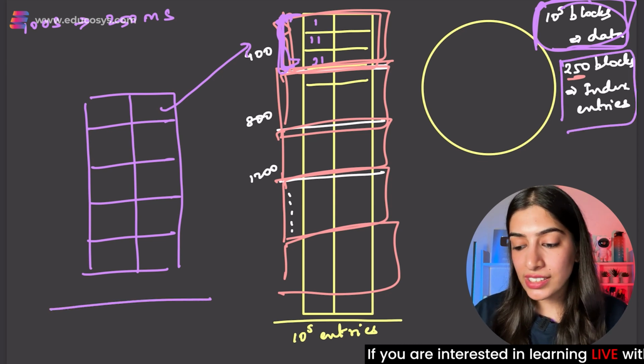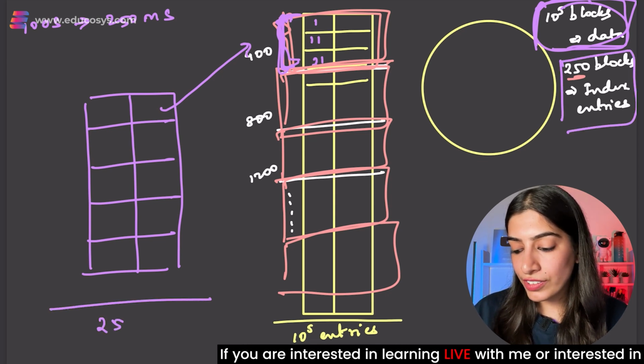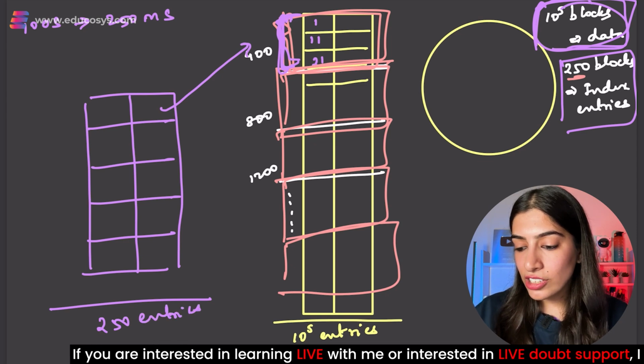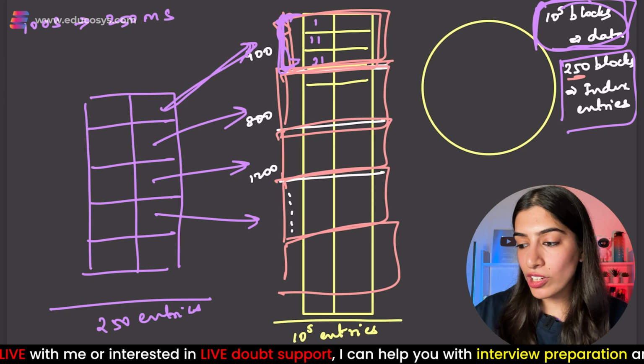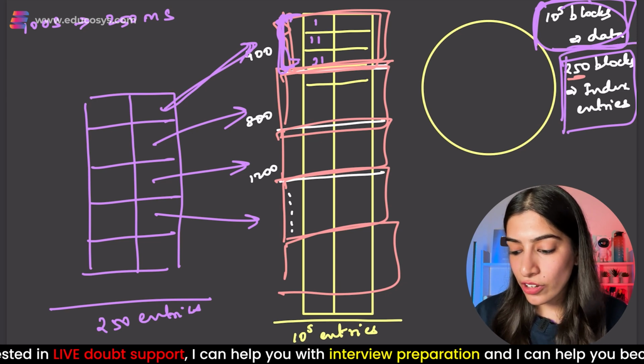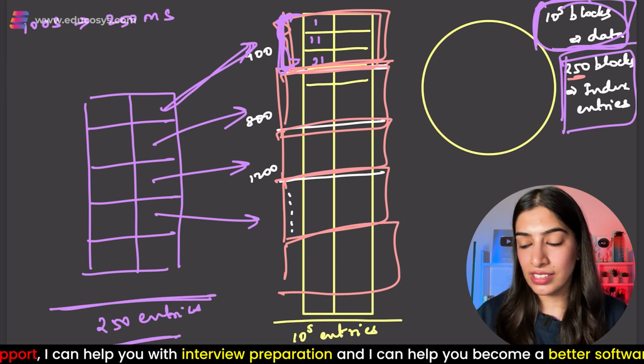So how many entries are going to be in this table? 250 entries, correct? So this is pointing to this block, this block, this block, and so on. How many blocks are there? 250 blocks. So there are going to be 250 entries inside this, right?